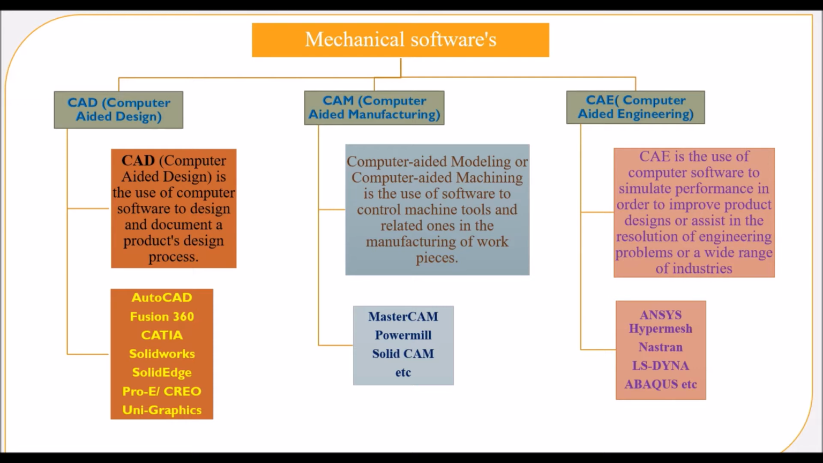And last, that is CAE, computer aided engineering. It is the use of computer software to simulate performance in order to improve product designs or assist in the resolution of engineering problems for a wide range of industries. Software under CAE are ANSYS, Hypermesh, Nastran, LS-DYNA, Abaqus, etc. So these are some of the CAE softwares. So this is an overview of the mechanical softwares. Now we are going to discuss CAE.